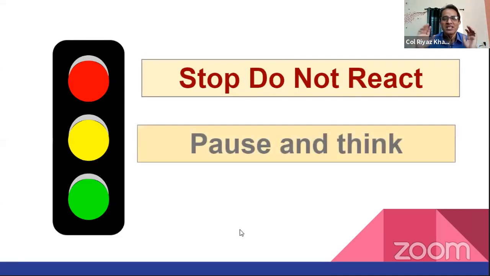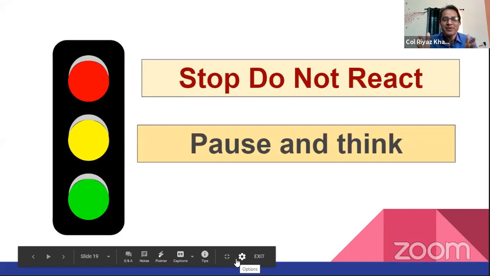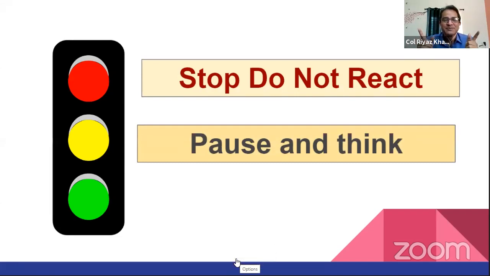Second is pause and think. This is the yellow light telling us to pause and think. Is it worth reacting? Should I react? Can I change my reaction? You're giving time to yourself. You can say, "Okay, I'll speak to you tomorrow." If you're getting angry, you can say, "I'll speak after some time." This option is always there with us.